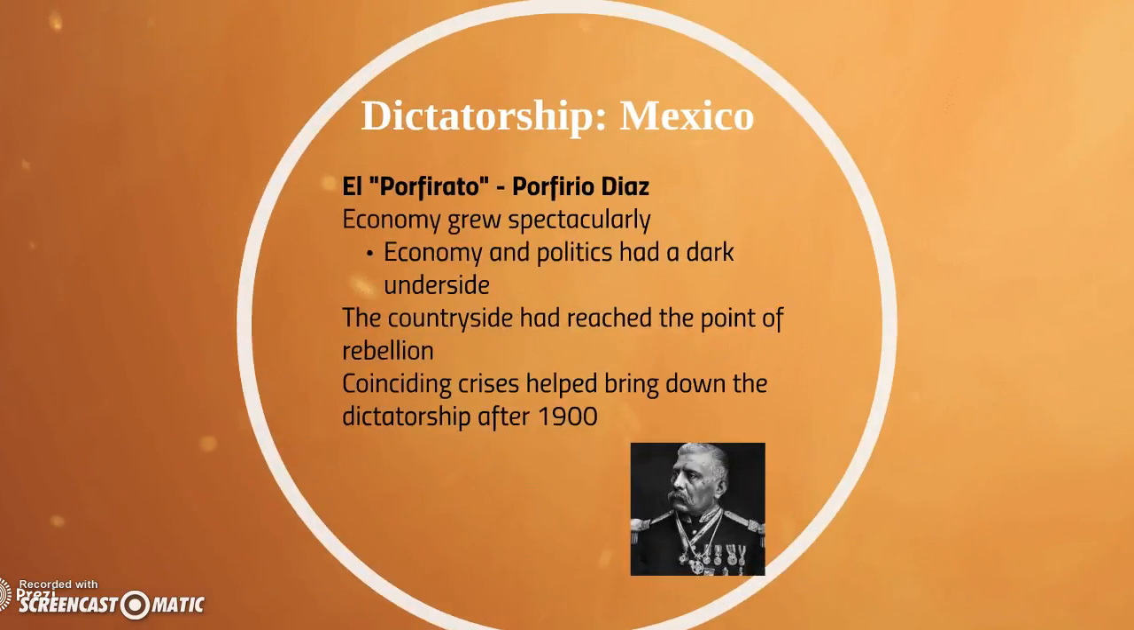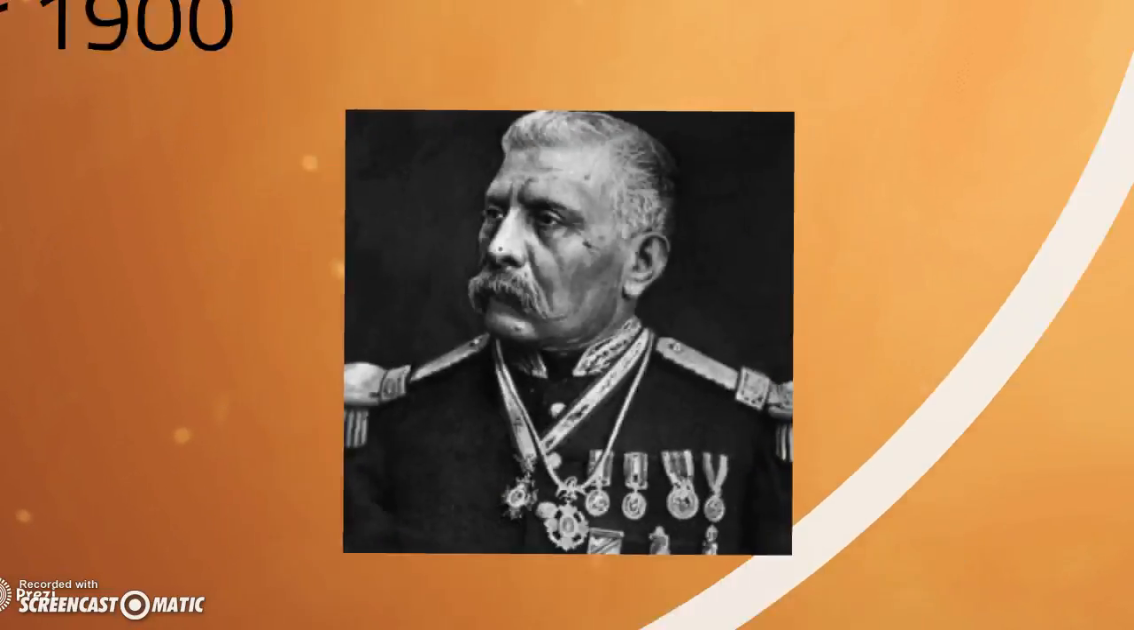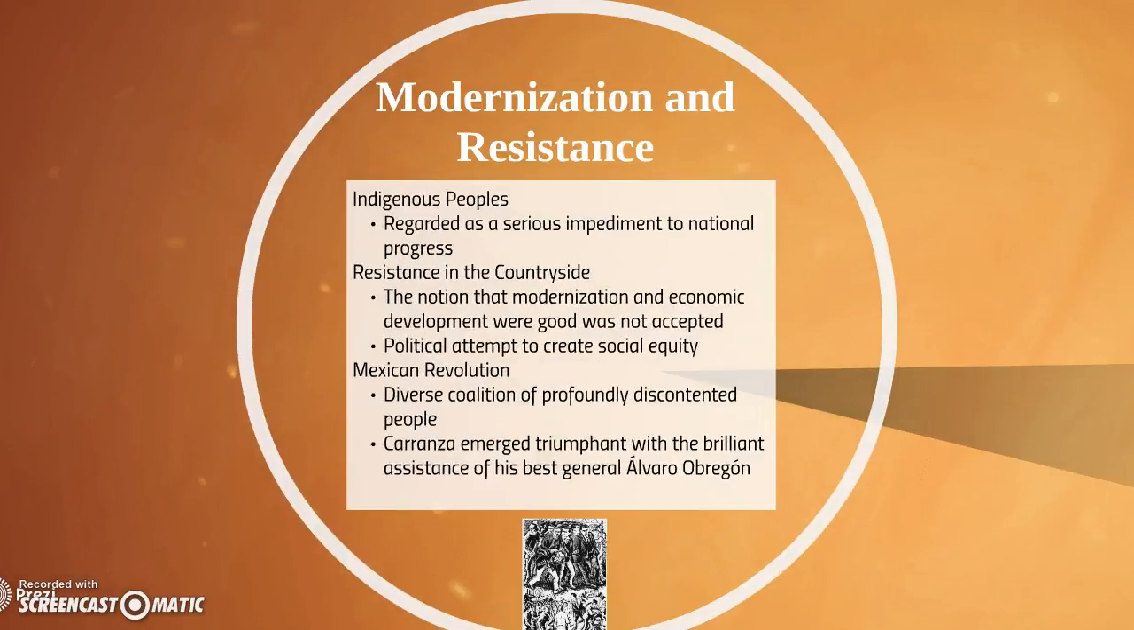In Mexico, we had the Porfiriato, the dictatorship of Porfirio Diaz, which I'm going to talk about in the next episode. He had to flee the country in 1910 after 30 years of authoritarian rule. The indigenous peoples were widely regarded by governments and upper classes as a serious impediment to national progress. The notion that the modernization and economic development were good was not accepted by everyone. There was a political attempt to create social equality.